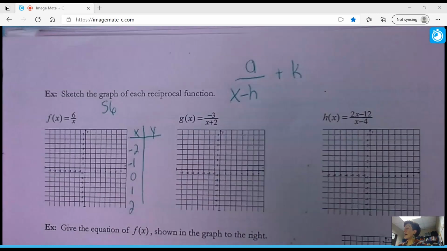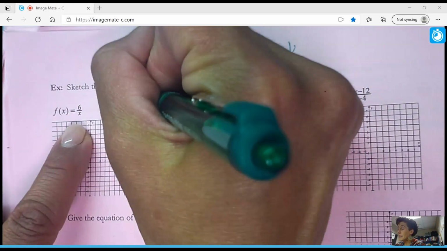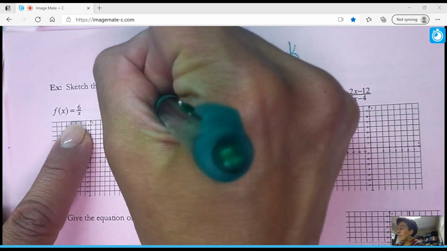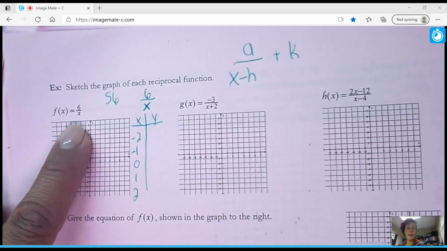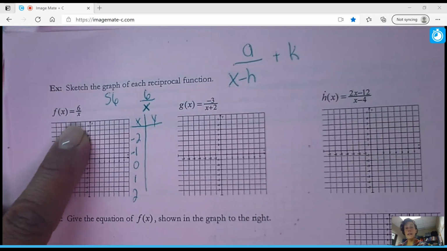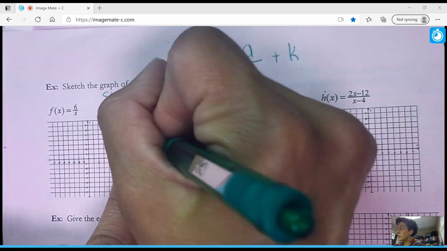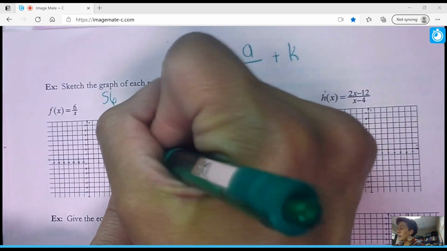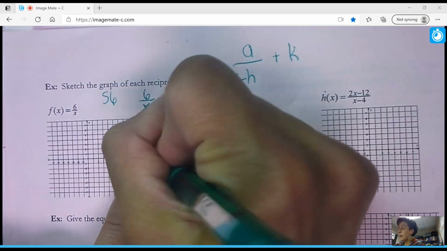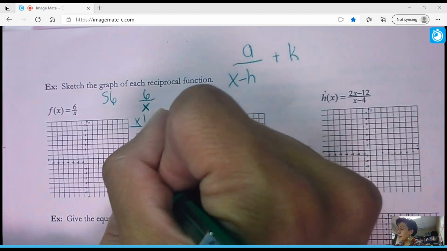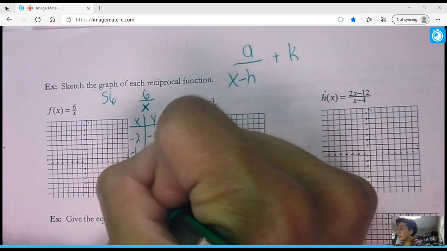So we're going to skip that step, and we're actually just going to build it right in. So we're going to graph everything but the h and k. So I'm going to make my table out of this. So 6 over -2 is -3, 6 over -1 is -6, 0 will not work, and then 6 over 1 is 6, and 6 over 2 is 3.